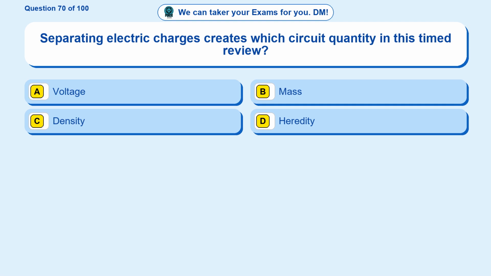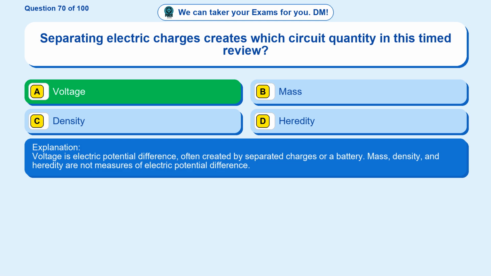Question 70. Separating electric charges creates which circuit quantity in this timed review? Option A, voltage. Option B, mass. Option C, density. Option D, heredity. The correct answer is option A. Voltage. Voltage is electric potential difference, often created by separated charges or a battery. Mass, density, and heredity are not measures of electric potential difference.